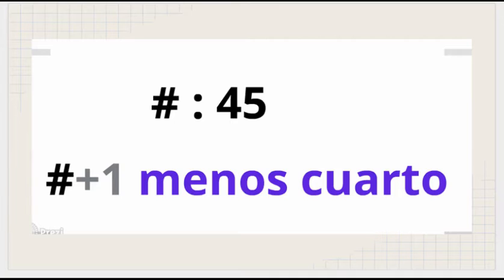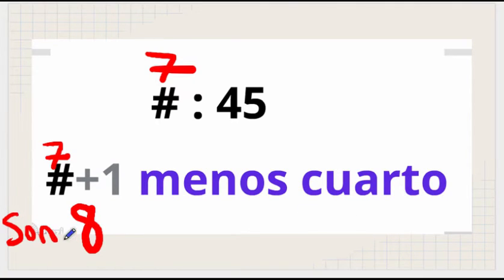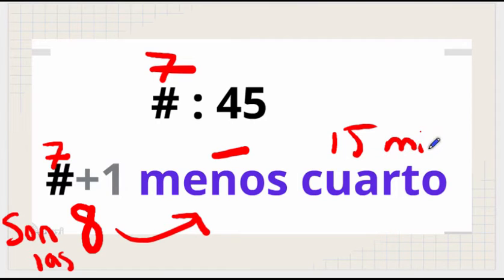So, to explain what this visual means, if you want to say 7:45, you're going to say 7 plus 1, so 8 menos cuarto. Son las 8 menos cuarto. It's 8 minus a quarter of an hour. So you can think of it as 8 minus 15 minutes, if that helps you think of it that way.